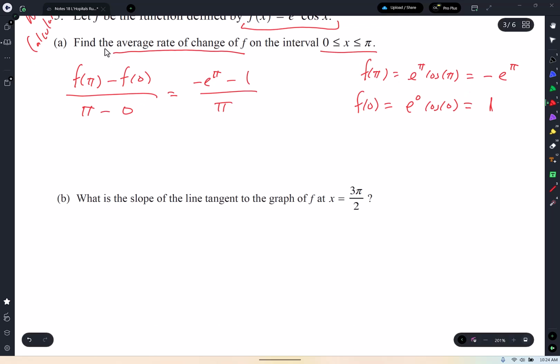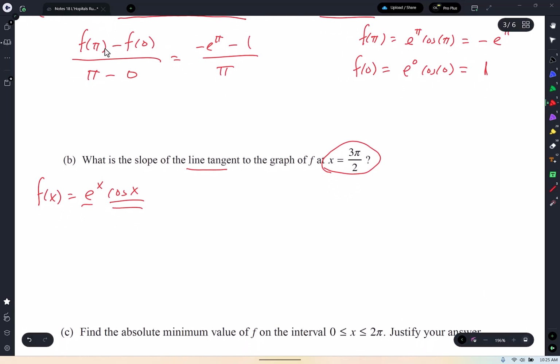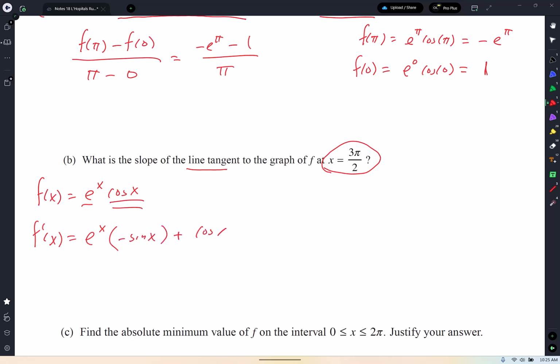Okay. Letter B. What is the slope of the line tangent to the graph of f at x equals 3 pi over 2? What must I do to get a slope? Take a what? Derivative. What rule do I got to use for my derivative, guys? Which rule? No, not quotient. Product. See, you got a product. So here we go. I'm going to go slow, guys. F prime of x equals first times derivative of the second. What's the derivative of cosine x? Negative sine x. Plus second, cosine x, times derivative of the first. What's the derivative of e to the x? E to the x.